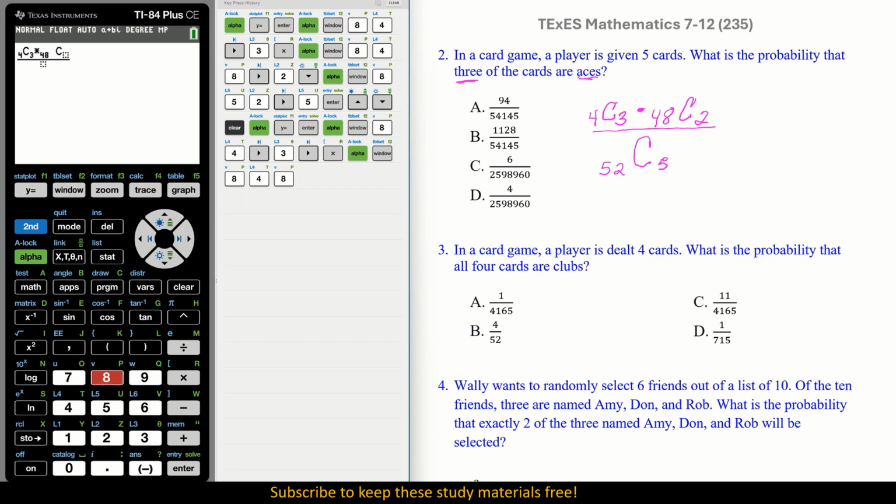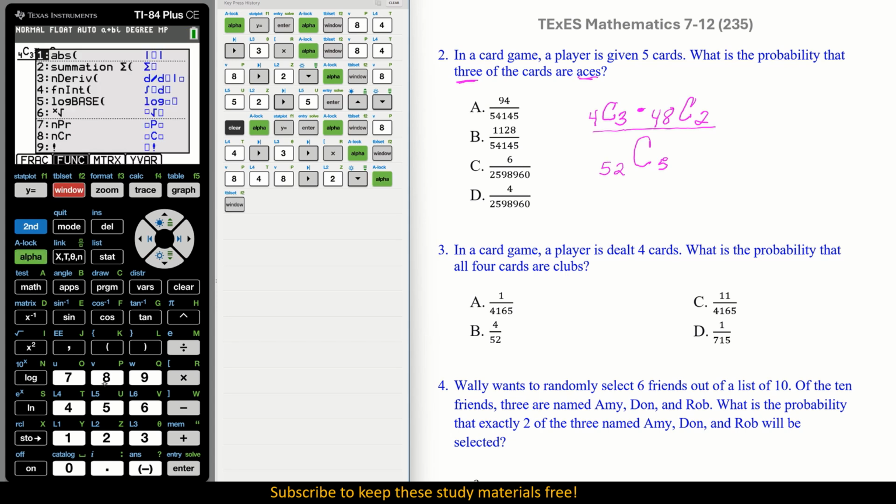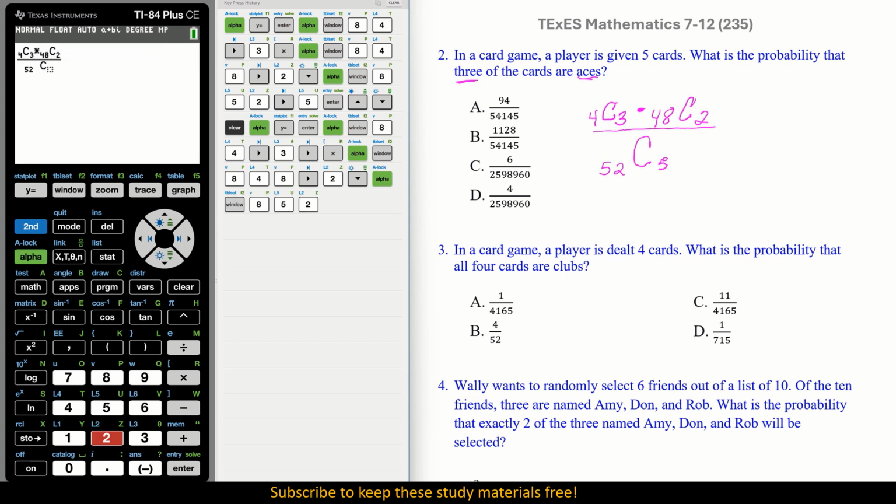Okay, so that's 48. And then we want 2 out of that. Let's arrow down. Alpha window, number 8 again. 52. And out of that, we need 5. Okay, and 4 plus 48 is 52, and 3 plus 2 is 5. So it looks like we typed it incorrectly. So let's push enter.